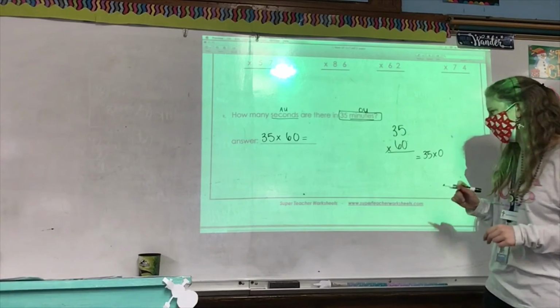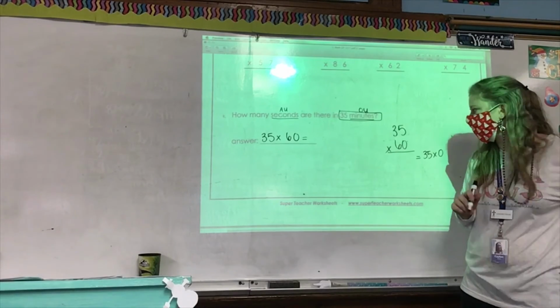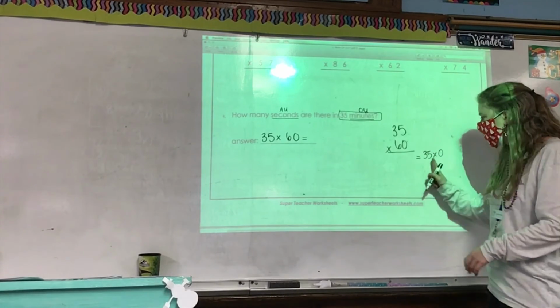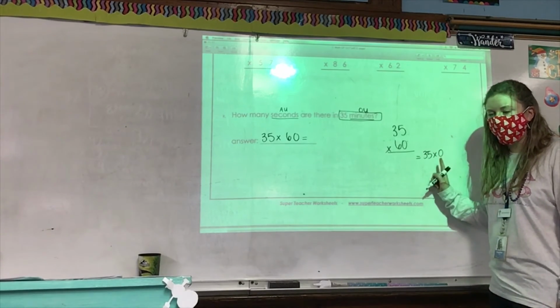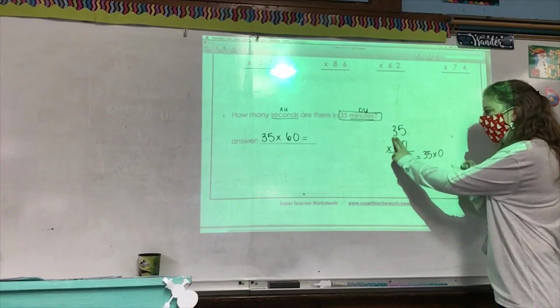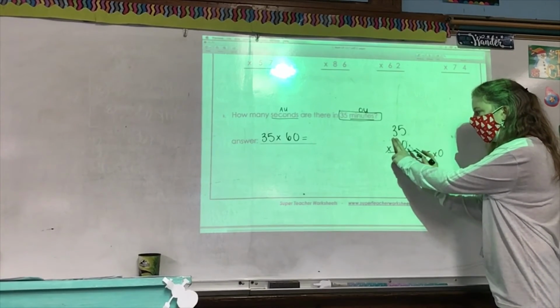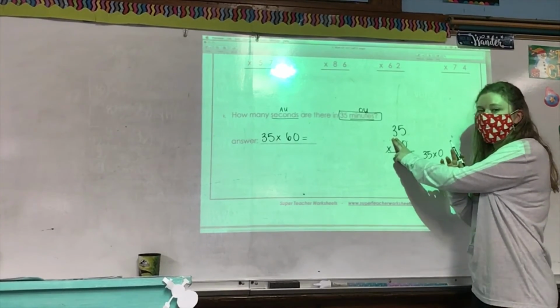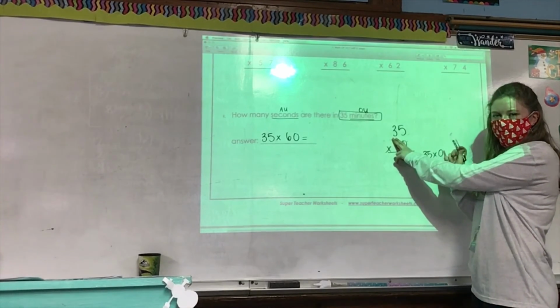35 times 6. Wait, but we're not there yet. Are you listening to the question I'm asking? We still have to solve our first partial product. Do I have to cover up the digit in the tens place and solve, going up to 0 times 5 and then 0 times 3? Do I need to do that when I'm multiplying by 0?